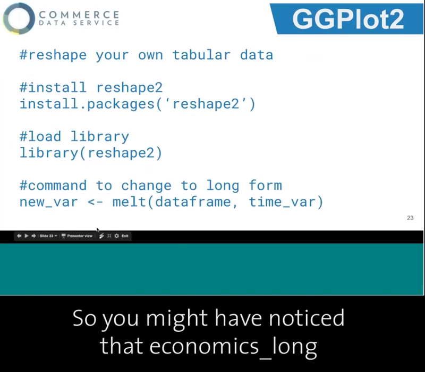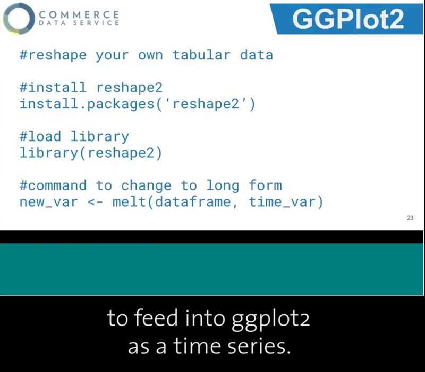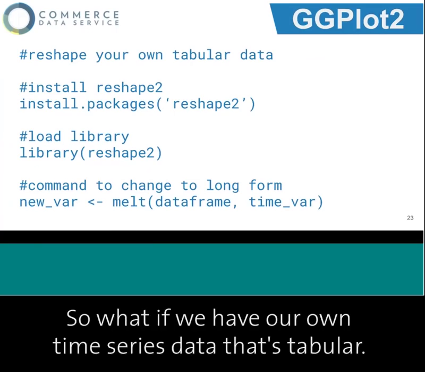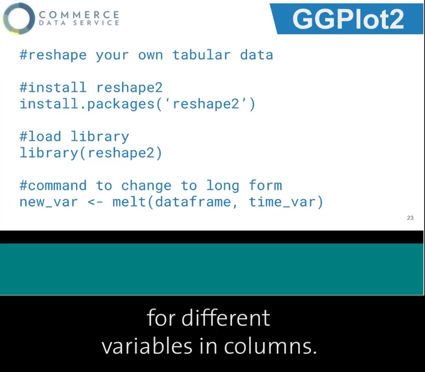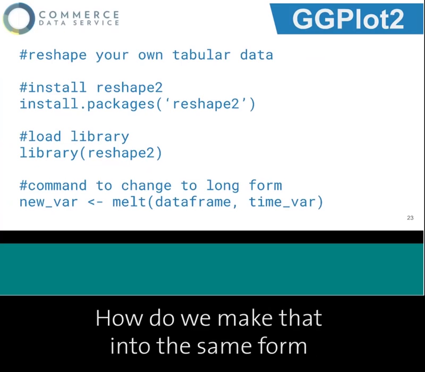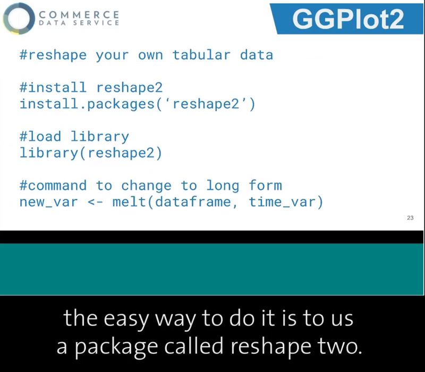So you might have noticed that economics long is very specially formatted to feed into ggplot2 as a time series. So what if we have our own time series data that's tabular, that has the date plus our observation for different variables in columns? How do we make that into the same form to feed into ggplot2 so that it makes it easy? The easy way to do it is to use a package called reshape2.